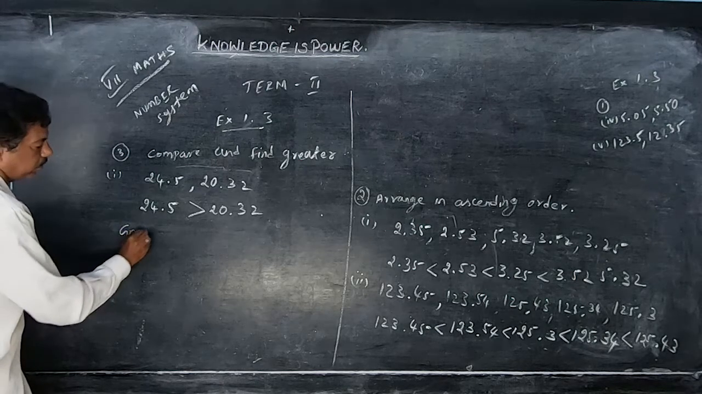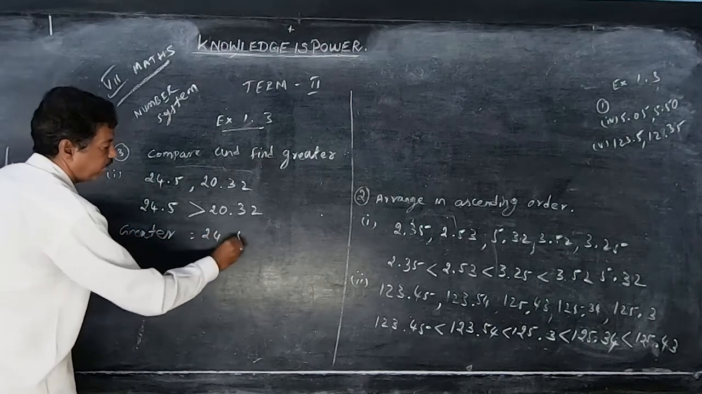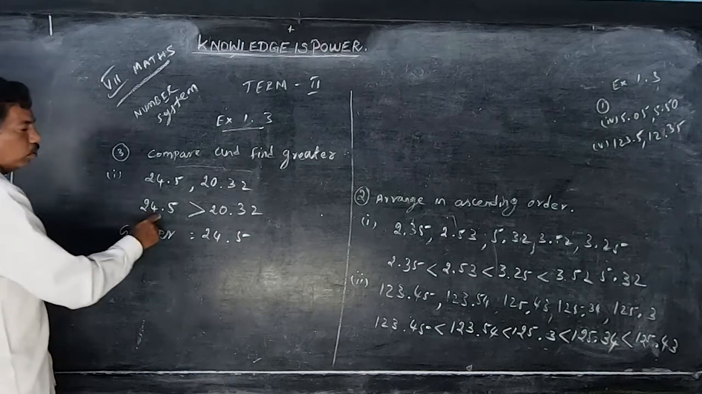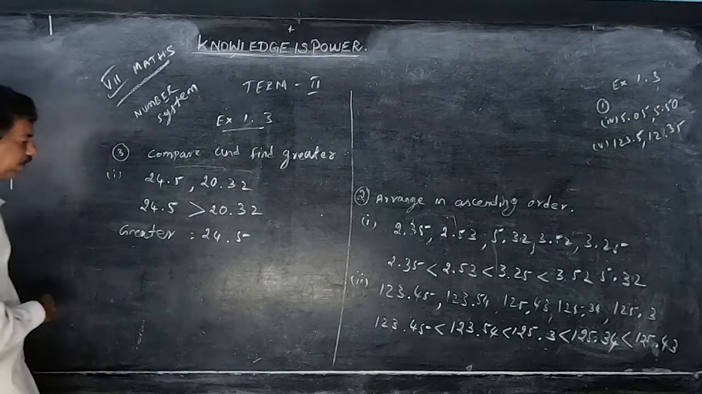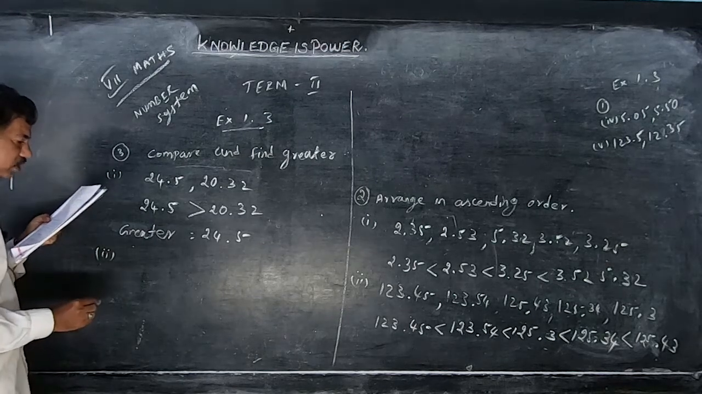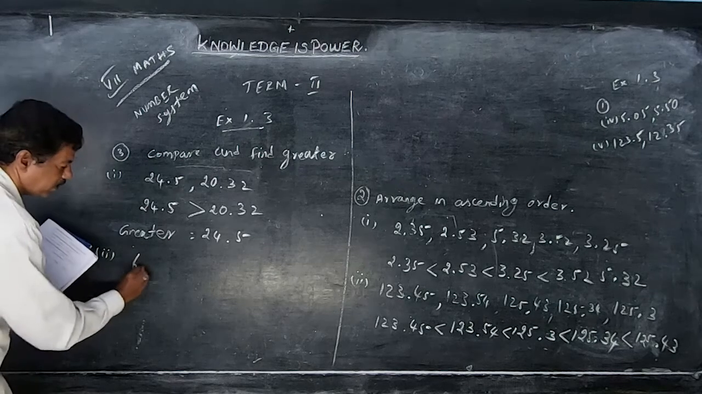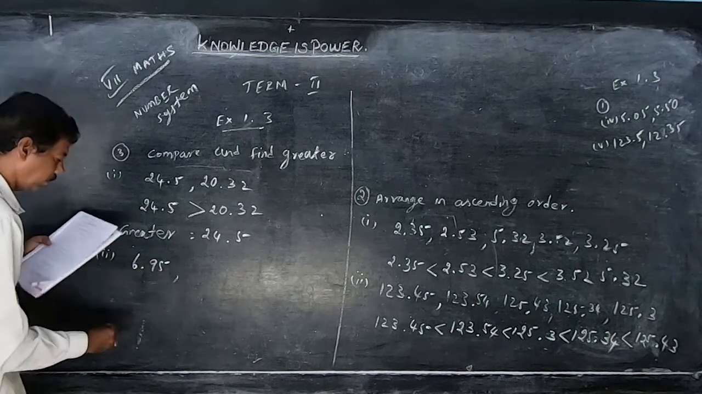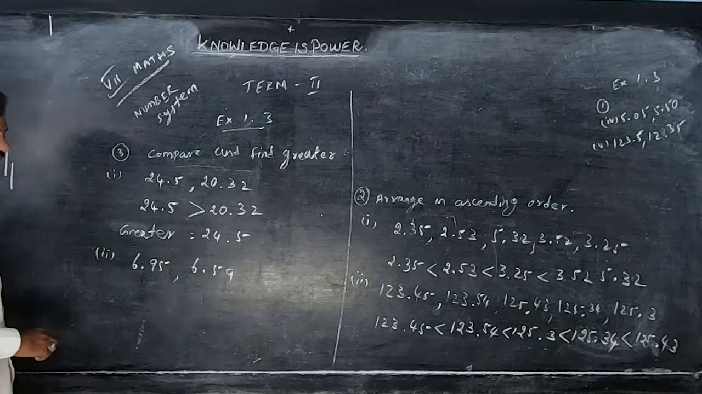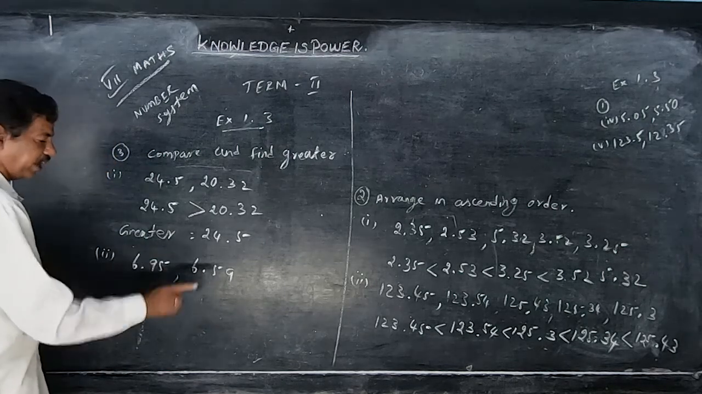Greater means you have to put it like this: greater is 24.5. I am writing this so that you do not get confused. Okay, greater will be like that. Now take it out. Question number 2: 6.95 and 6.59. From these two, which one is greatest? 6 same.